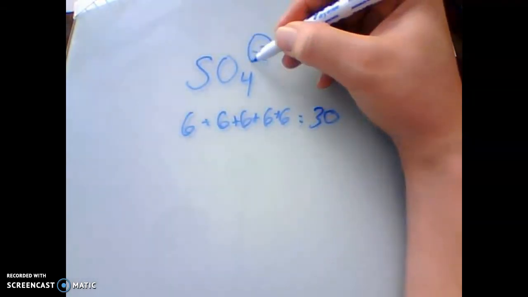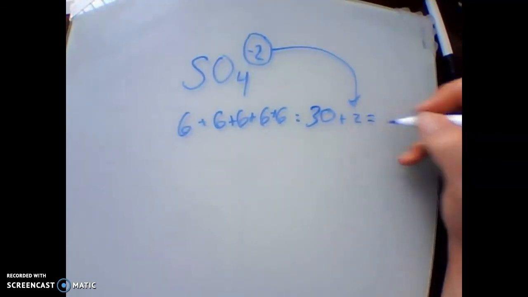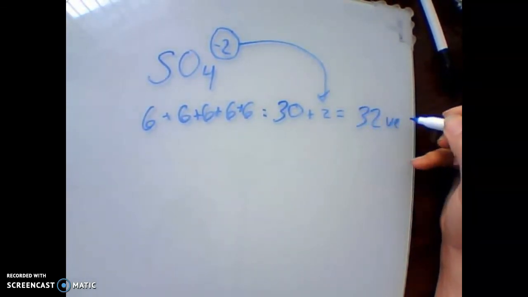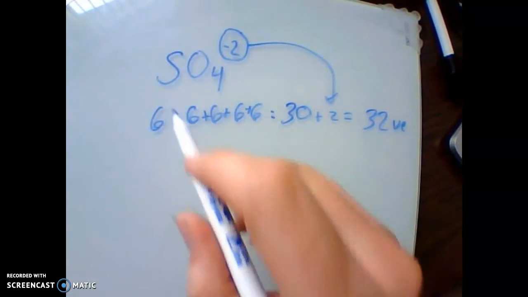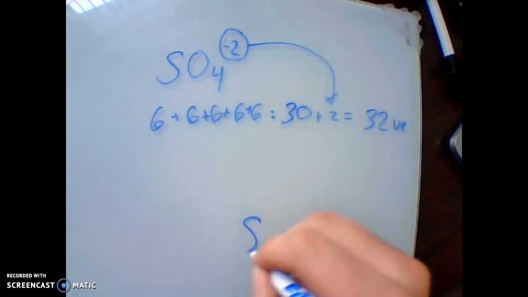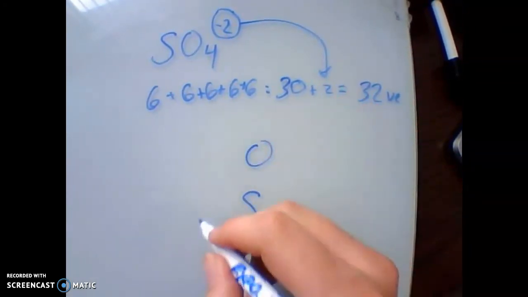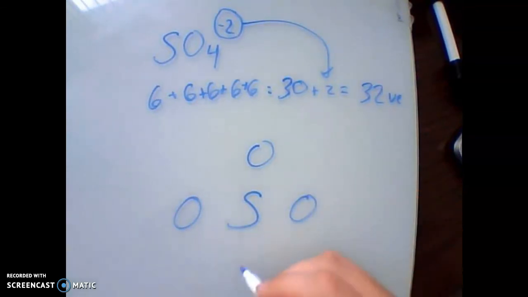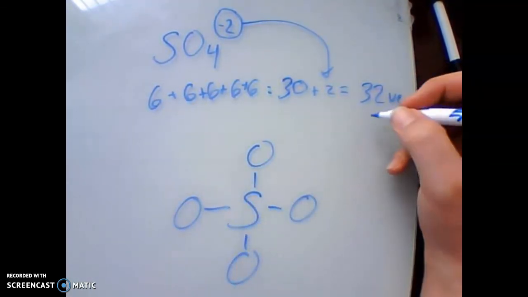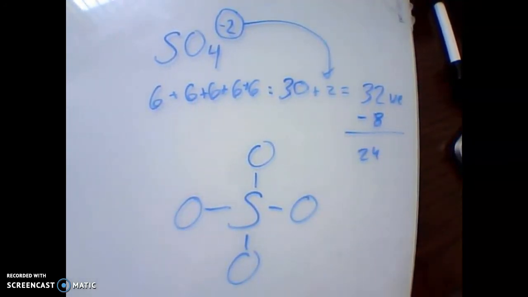Then we have to look up here. Sulfate has that -2 charge, which means that we add 2 more valence electrons, which now puts us at 32 valence electrons. So now we look for the least electronegative. Sulfur is the least electronegative. So we'll put sulfur in the middle. And then we have the 4 oxygens. 1, 2, 3, 4. 1, 2, 3, 4. Subtract the 8 from that, and that drops us down to 24 electrons left.